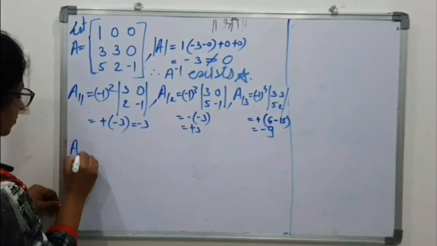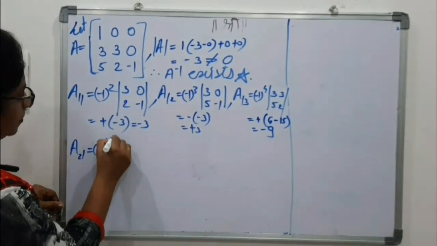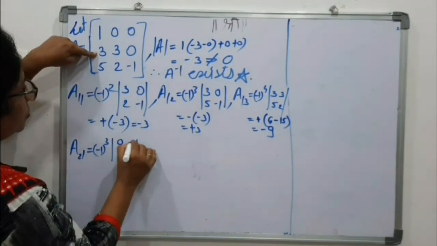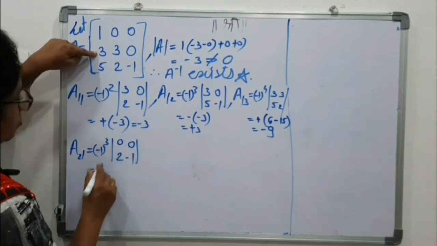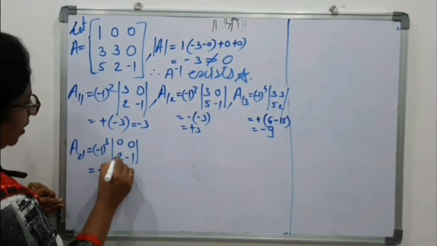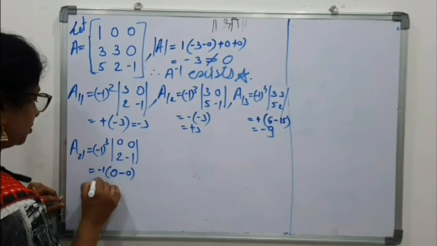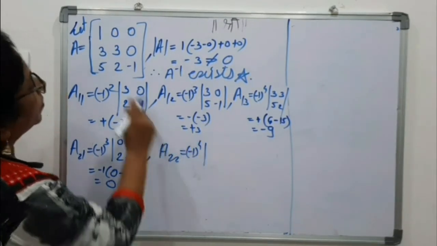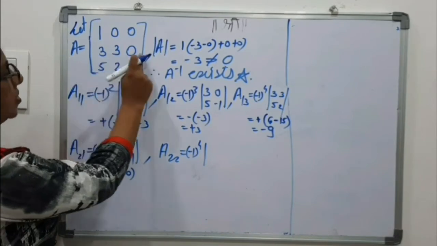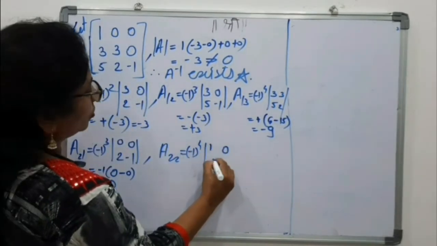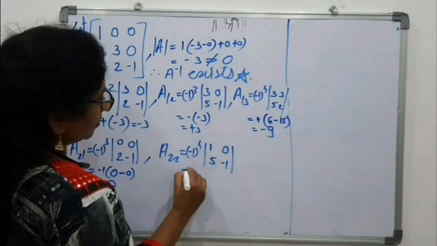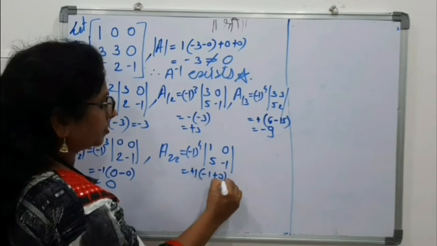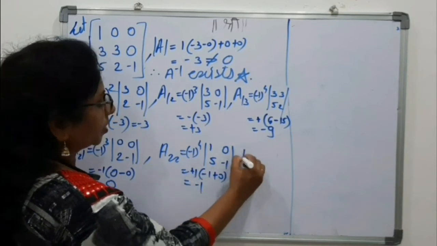Now A21, minus 1 to the power 3. Now hide this row and this column: 0, 0, 2, minus 1. Minus 1 to the power 3 means minus 1 in bracket 0 minus 0, simply 0. So A22, minus 1 to the power 4. A22 means this element 3. Hide this row and this column. So 1, 0, 5, minus 1. Minus 1 to the power even, so plus 1. Minus 1 plus 0, that is simply minus 1.